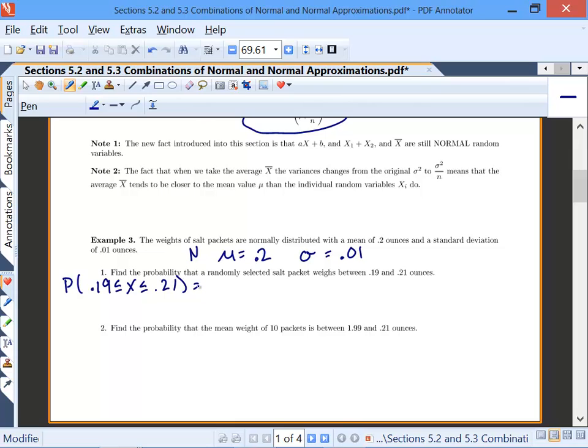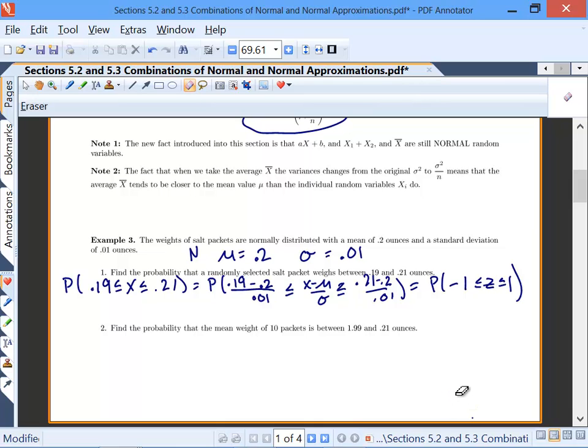How would you find these probabilities? What do you need to do first? We need to standardize. So it's going to be 0.19 minus my mean of 0.2 divided by my standard deviation of 0.01. So less than or equal to x minus the mean over the standard deviation, and 0.21 minus 0.2 over 0.01. So this becomes the probability that z is between -1 and 1. Okay. Just 68%?